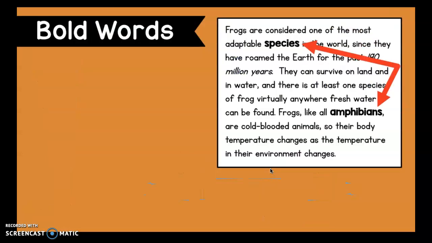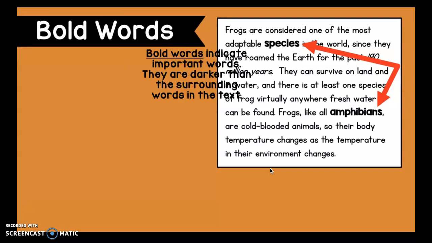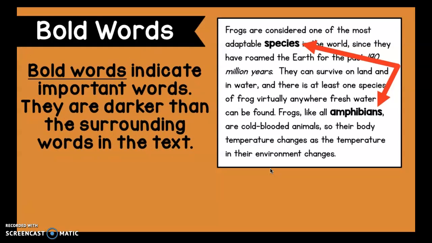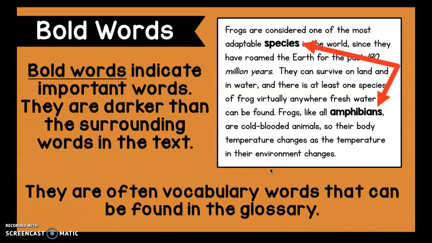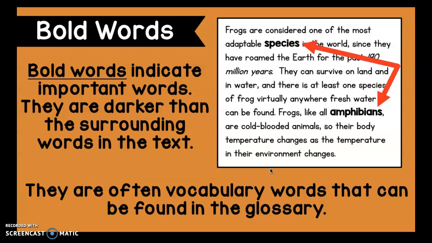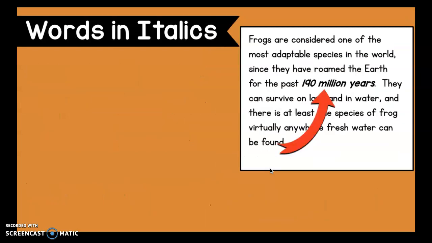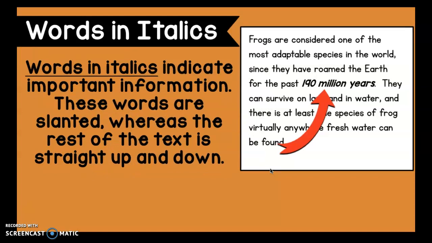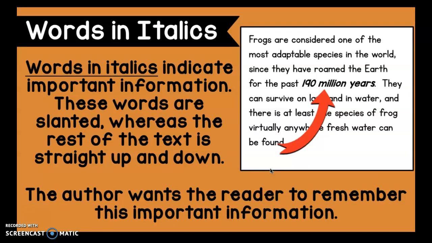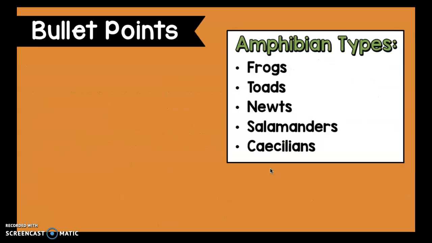All right. Also, bold words. Bold words indicate important words. They are darker than the surrounding words in the text. They are often vocabulary words that can be found in the glossary. Words in italics indicate important information. These words are slanted, whereas the rest of the text is straight up and down. The author wants the reader to remember this important information.